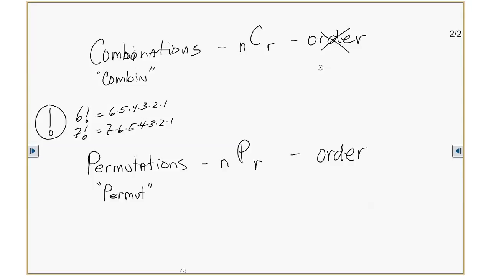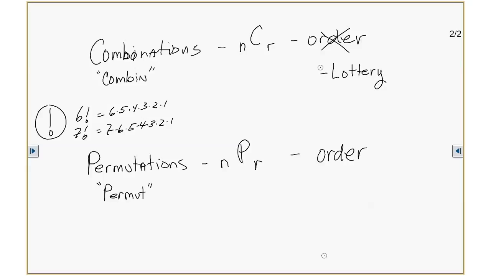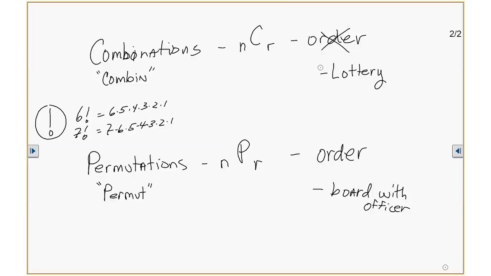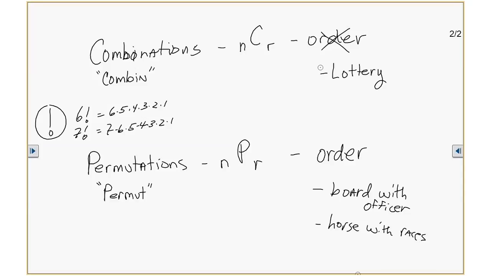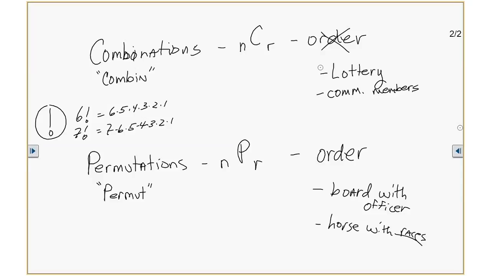Well, you use combinations when there's no order. Lottery, that's your number one test question. Lottery does not have any order. Permutations, you're going to be using with boards, with officers, and usually with horse races. Why? Because they are both answers in order. Officer, president, vice president, those are order. First, second, third, fourth, horse races, or any kind of race, asking for order. Committee members do not have order. Committee members are just members on the committee.